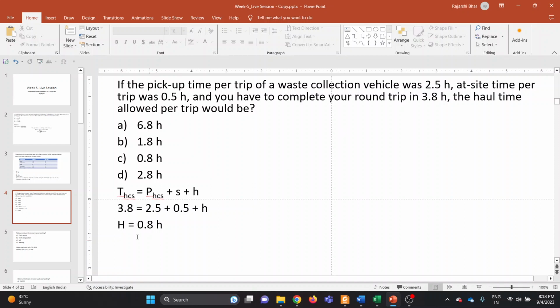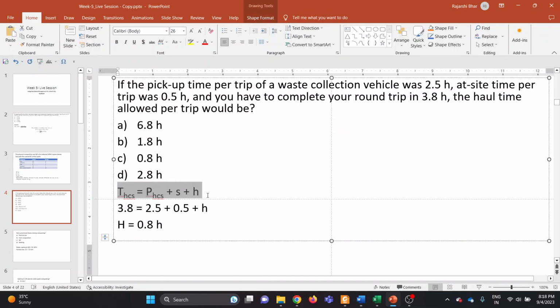A very easy question. This is the formula which is required: the total trip time is equal to the pickup time per trip, that is P, plus S, the at-site time per trip, which is 0.5, plus H, the halt time, which is unknown and you have to find. So then this is the equation, and you can calculate H is equal to 0.8 hours.